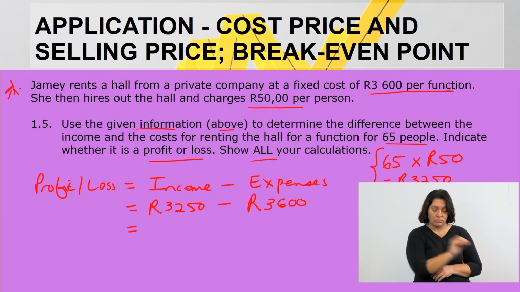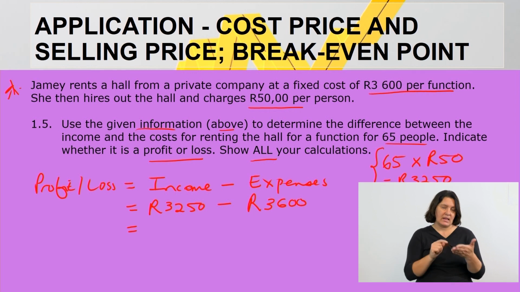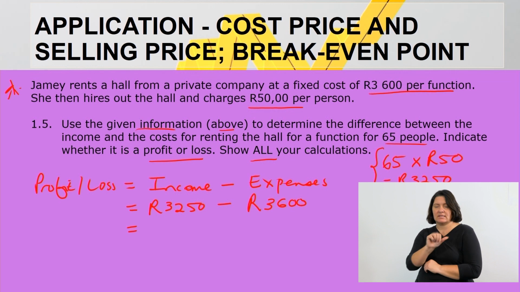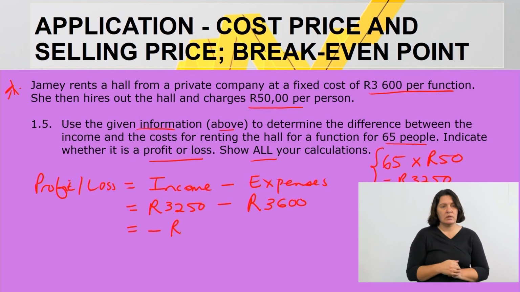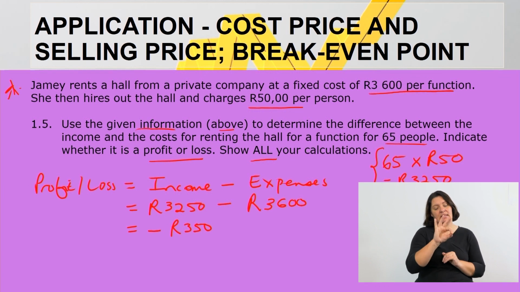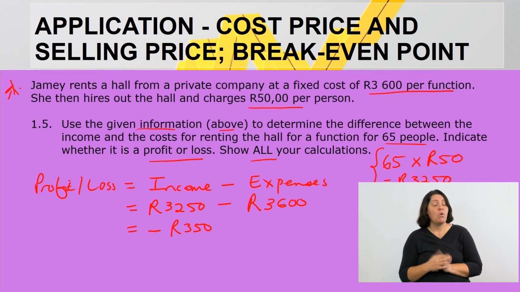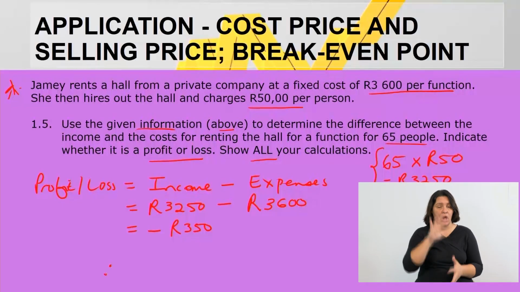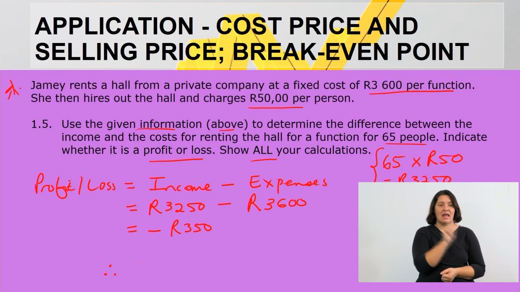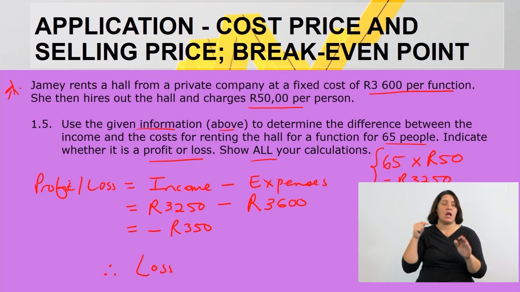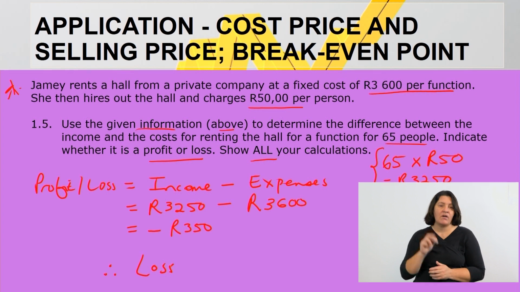Let me simplify. I'm going to say 3,250 minus 3,600. If I do that, I'll get a negative value here. I'll get minus 350 rand. Okay, so at this point in time, as soon as we have the negative value, it indicates a loss. And it's important to conclude. So therefore, I'll indicate that Jamie is making a loss of 350 rand.